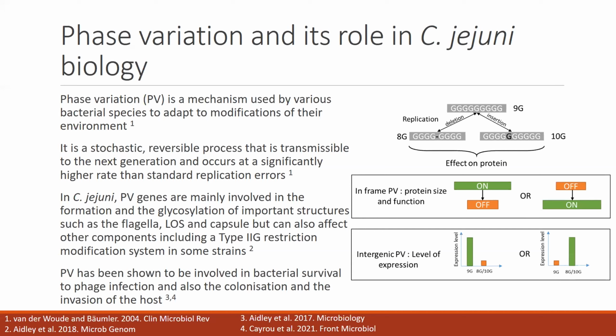In jejuni, we observe that PV genes are mainly involved in the formation and the glycosylation of important structures, such as the flagella, the LOS, and the capsule, but it can affect other genes involved in the metabolism and other functions of the bacteria. Previously, it has been observed that phase variation is involved in bacterial survival against phage, but there is also indication that it's involved in colonization and invasion of the host.